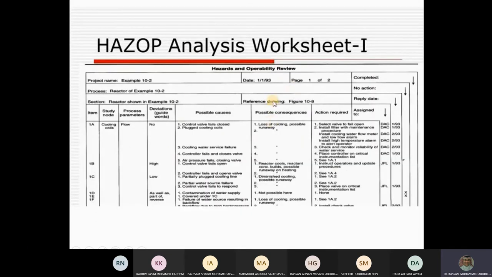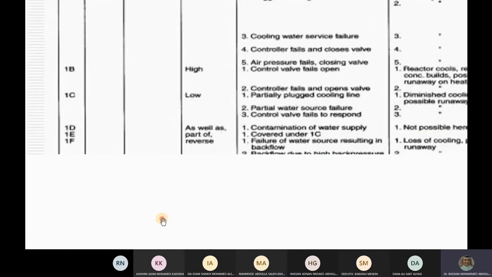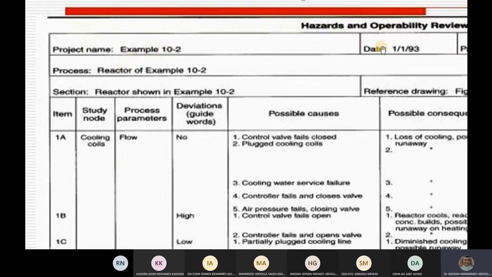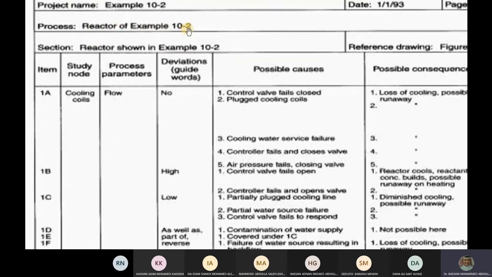So I will also have a hazard analysis study, a little different from what I have shown just now, but it still gives you an idea of what you are trying to achieve here. So again, the project name, a certain date, the reactor, it's written the name of the reactor, for example, 10-2. Of course, this is just an example. So I'm putting it just as a reference item here. I'm going to study the cooling coil, the flow of the cooling coil. If the flow rate of the cooling stopped, there's no cooling water in.